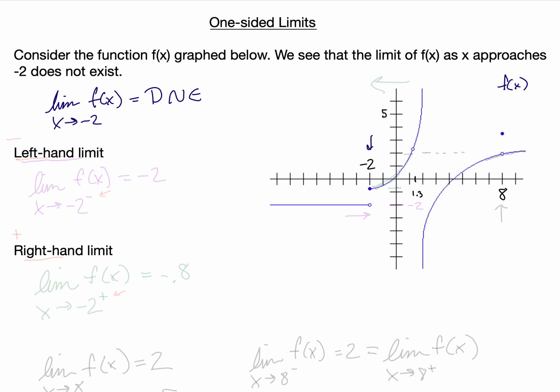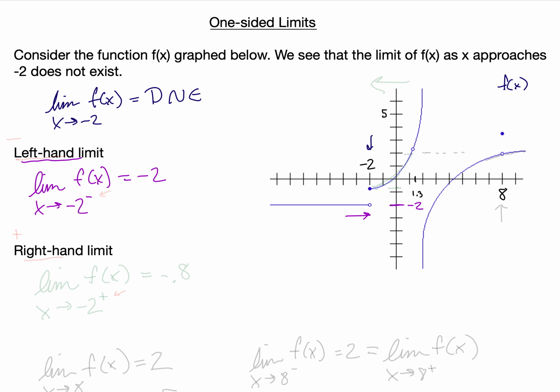However, we do see that as x is approaching -2 from the left, f of x is approaching a value. It happens to be the output -2. So what we call the left-hand limit does exist. The limit as x approaches -2 from the left of f of x is equal to -2.